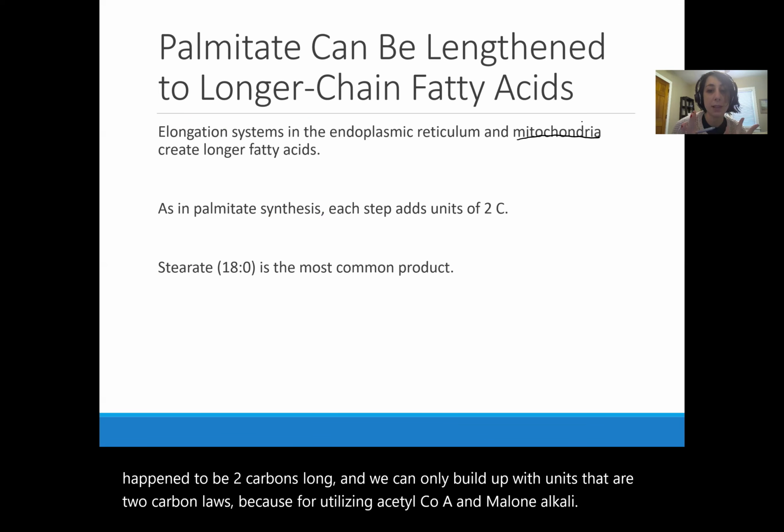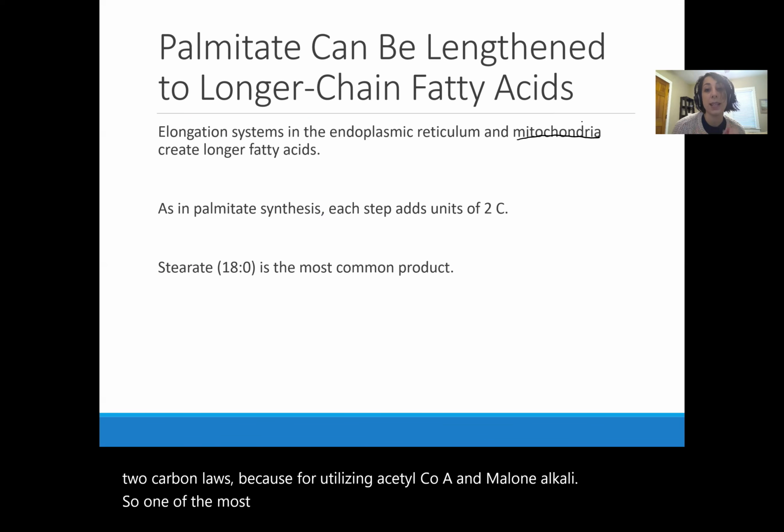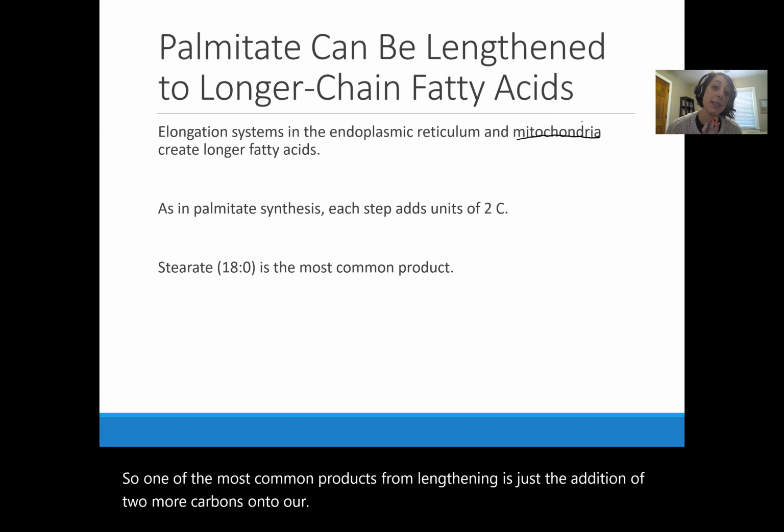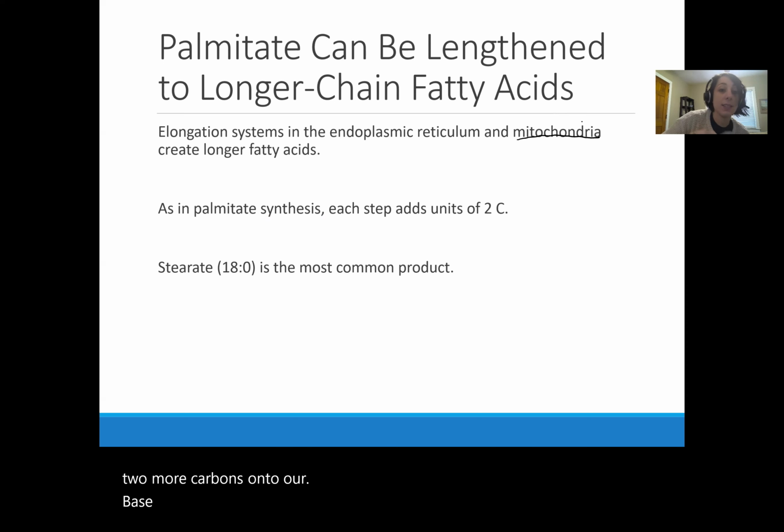So one of the most common products from lengthening is just the addition of 2 more carbons onto our base palmitate. Palmitate can be lengthened into stearate, which is 18 carbons long and is the most common product.